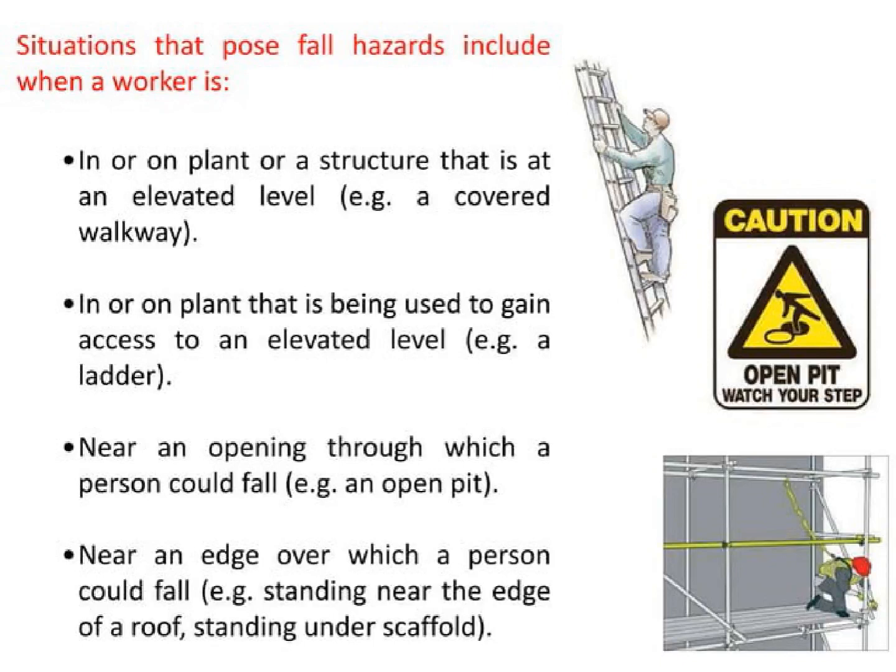Situations that can pose a fall hazard include when a worker is in or on a plant or structure that is at an elevated level, like a covered walkway. In or on a plant that is being used to gain access to an elevated level, like a ladder. Near an opening through which one could fall, like an open pit. And near an edge over which one could fall, like standing near the edge of a roof or standing under scaffolding. It's important to take note of warning signs, such as those for open pits, and always be aware of your surroundings to prevent a fall-related accident.